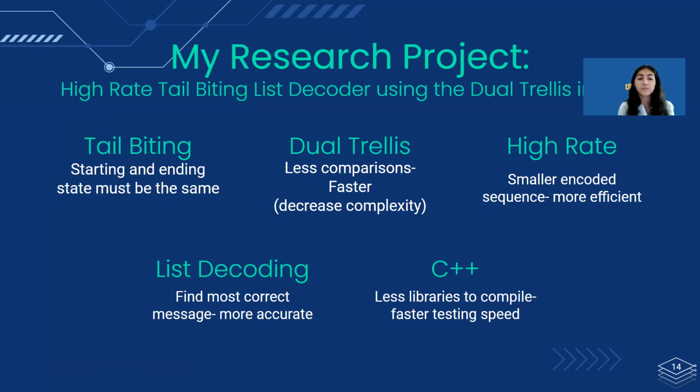The tail-biting portion means that the starting and ending states must be the same. The dual trellis makes fewer comparisons, so it's faster and decreases complexity. High rate means that there's a smaller encoded sequence, which makes it more efficient. List decoding finds the most correct message, which makes it more accurate. And we use C++ to compile all this because it has a faster testing speed.